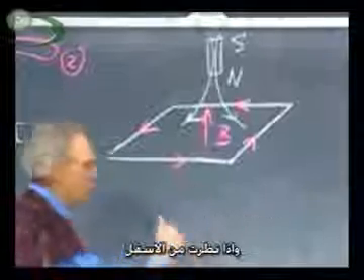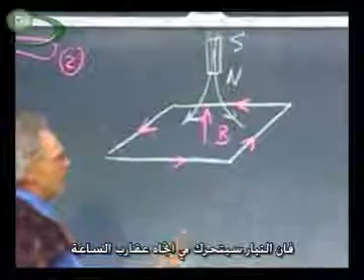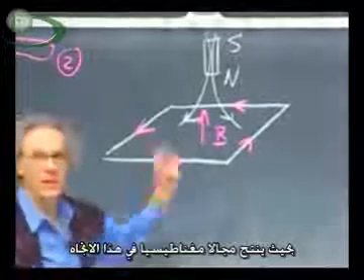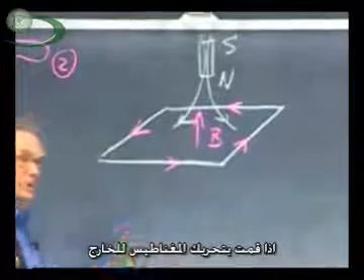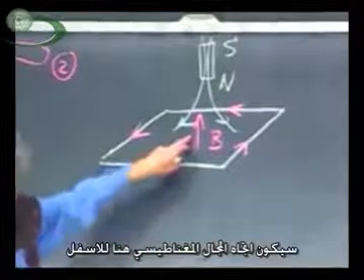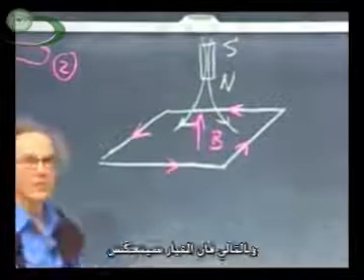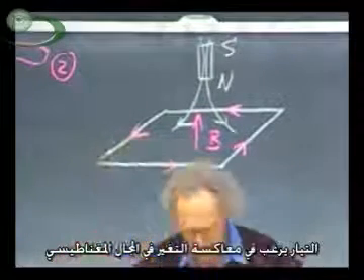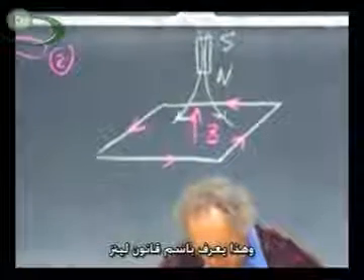And when you look from below, the current will go clockwise, producing a magnetic field in this direction. If you move the bar magnet out, then the magnetic field is going down here, then the current will reverse. The current wants to oppose the change in the magnetic field. And that's called Lenz's law.